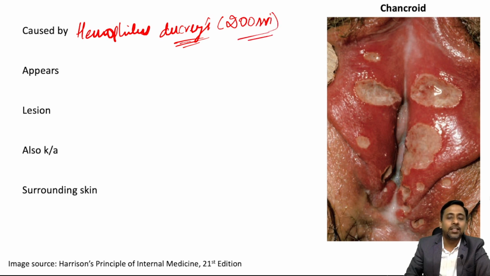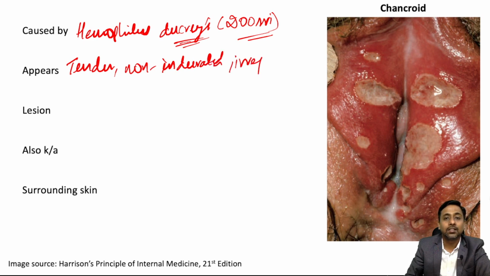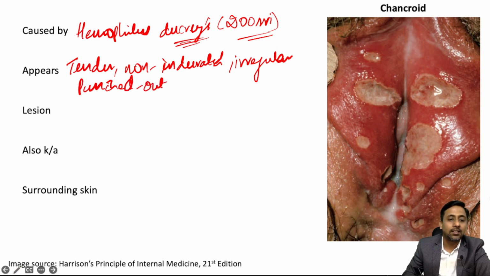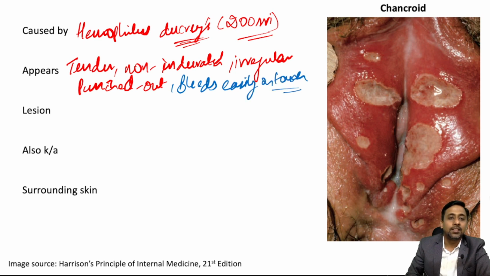Okay. And this lesion appears as I told you, is tender, non-indurated, irregular margin, punched out ulcer that bleeds easily on touch.